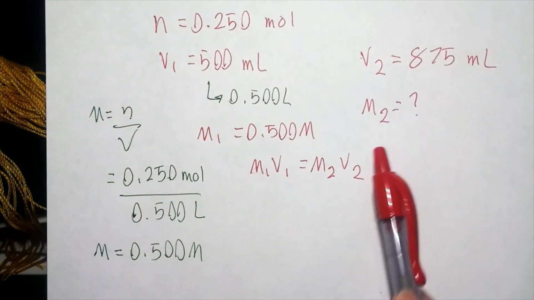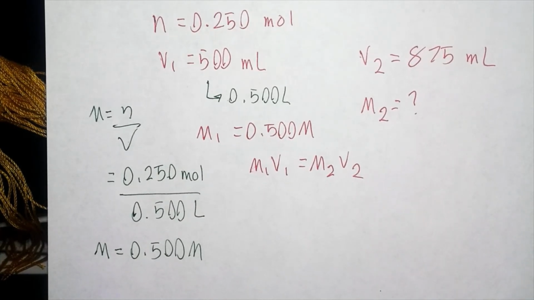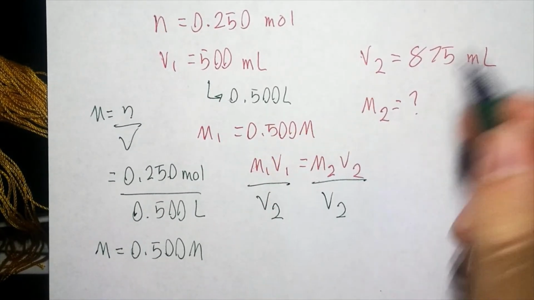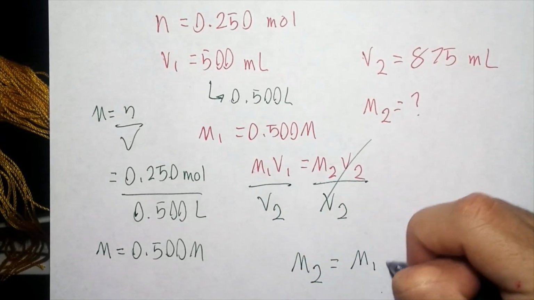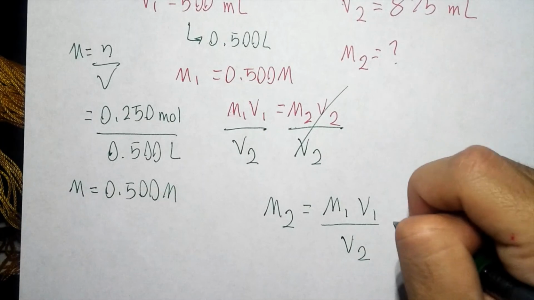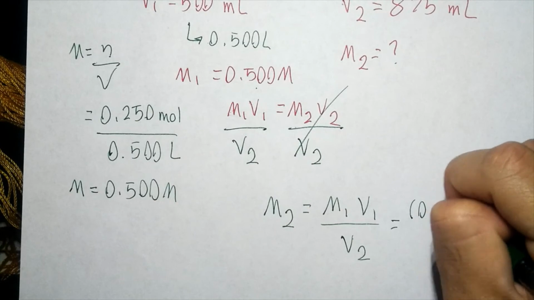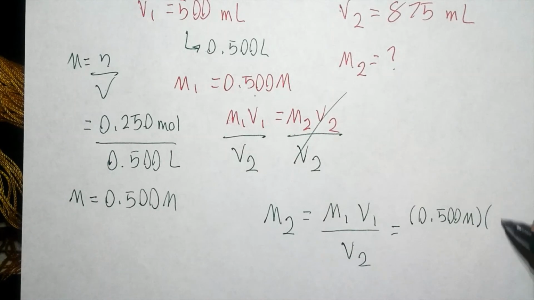And now I can actually solve for M2. So let's set that up. First, I'm going to pretty much separate it and just have it by itself. So divide by V2 on both sides. V2's cancel out on this side. And so you should end up with a formula of M2 is equal to M1V1 over V2. Now just plug in the values. M1 is equal to 0.500 molar. We just calculated that. V1 is equal to 500 milliliters. And V2 is 875 milliliters.